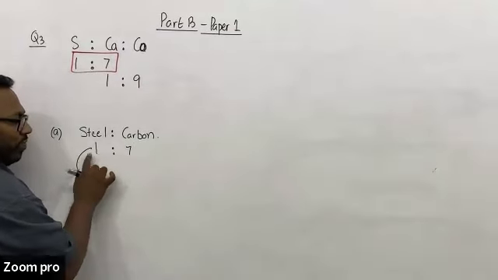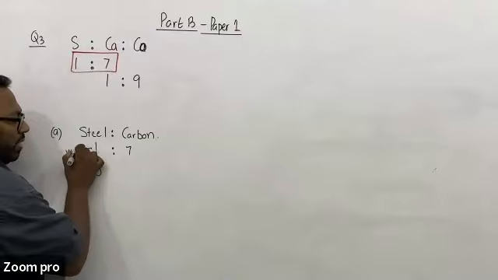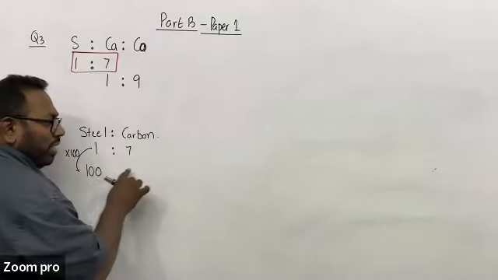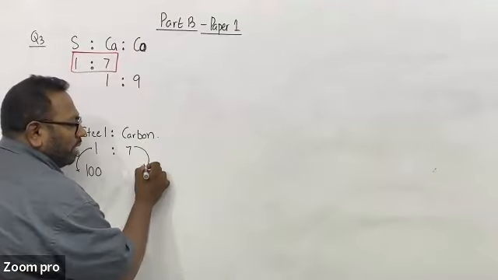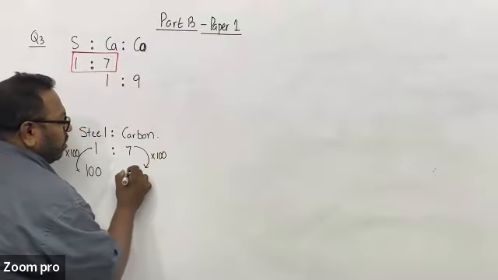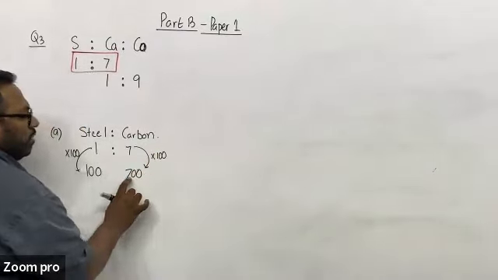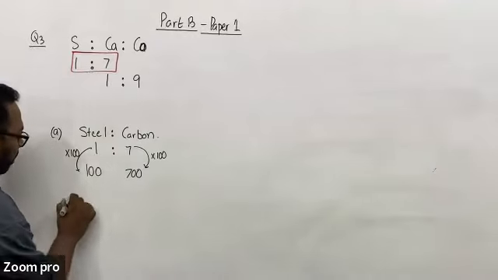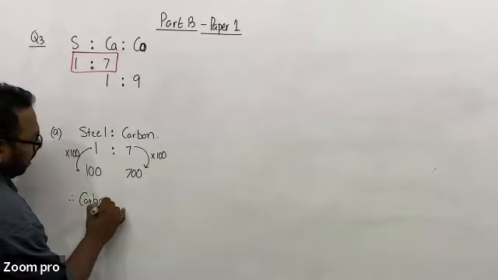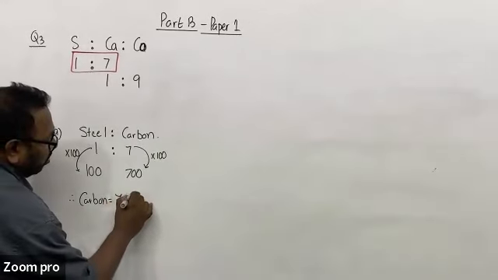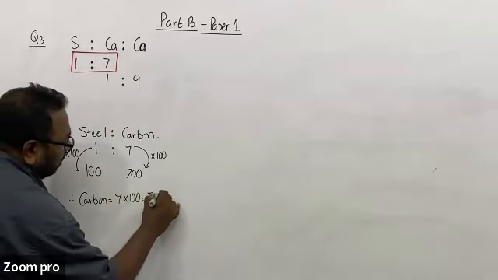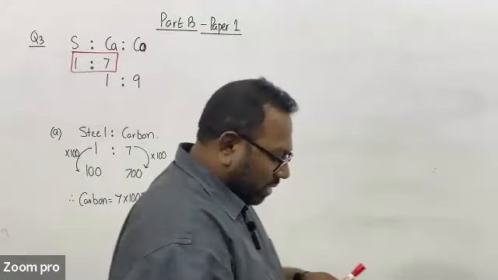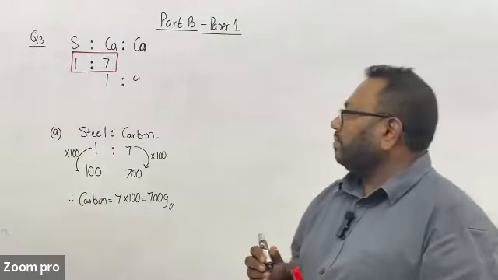Here, in order to get 1 to 100, you need to multiply by 100, isn't it? So if you want to get for 100 grams of steel, how much carbon? You have to multiply by 100 here. So the amount of carbon that you require is 700. Okay. So what is the answer? Carbon will be equal to 7 into 100, which is 700 grams of carbon. That should be your answer for question number A.